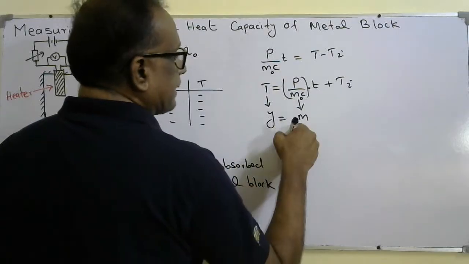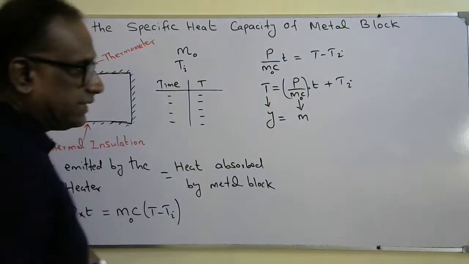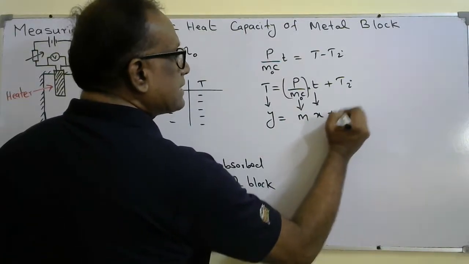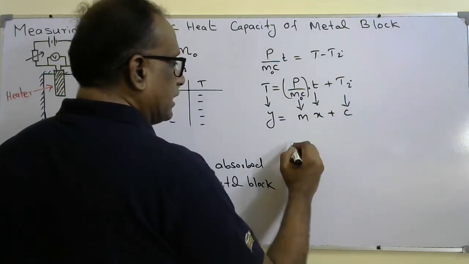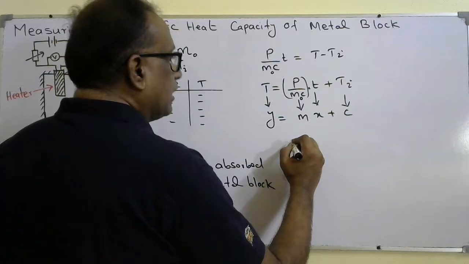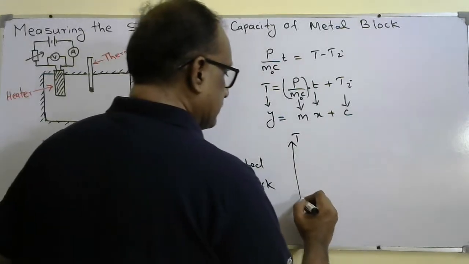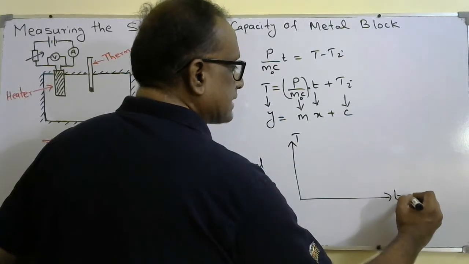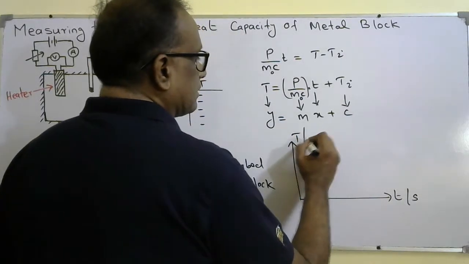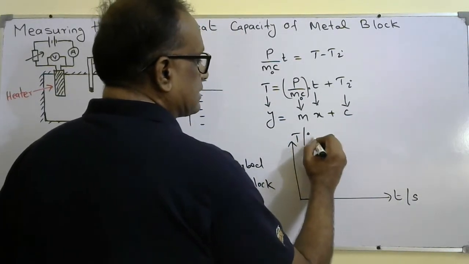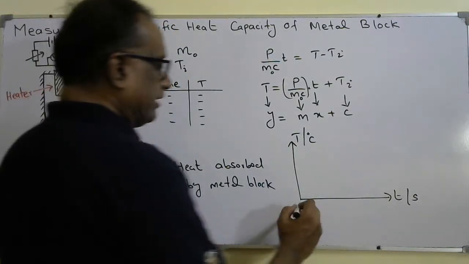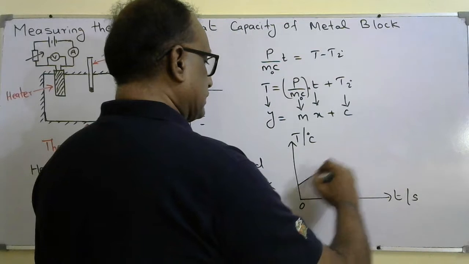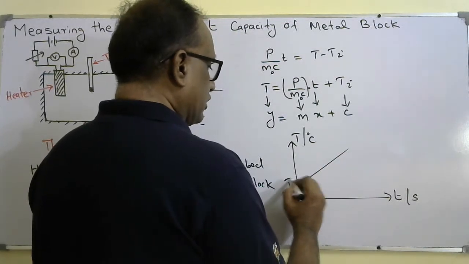So the mass is m naught and the gradient is m. P over m naught C is a constant, so that is going to be the gradient. Time is on the x-axis. This is the y-intercept point. If you plot a graph of temperature T against time in seconds, with T in Kelvin or Celsius, it will be a straight line, but it won't pass through the origin because there is a y-intercept point. So this is going to be Ti.